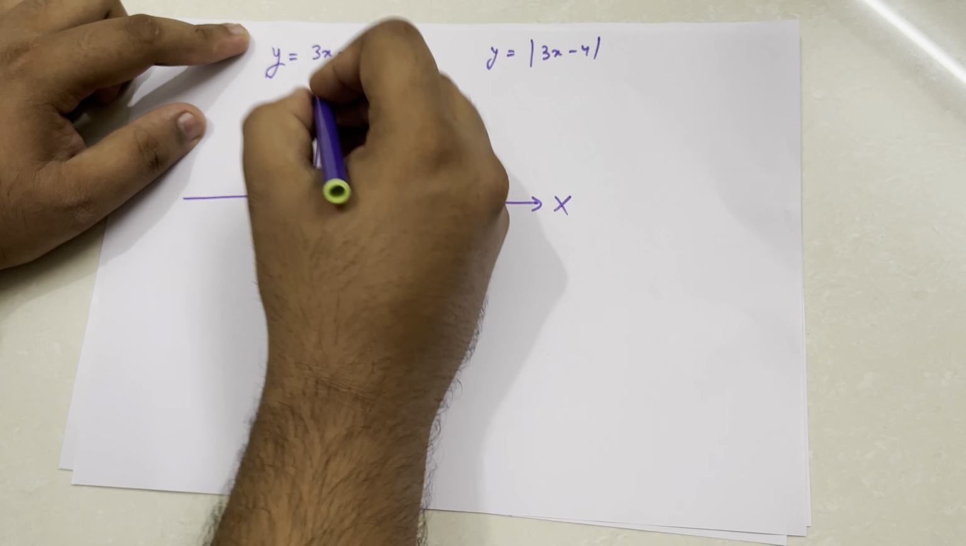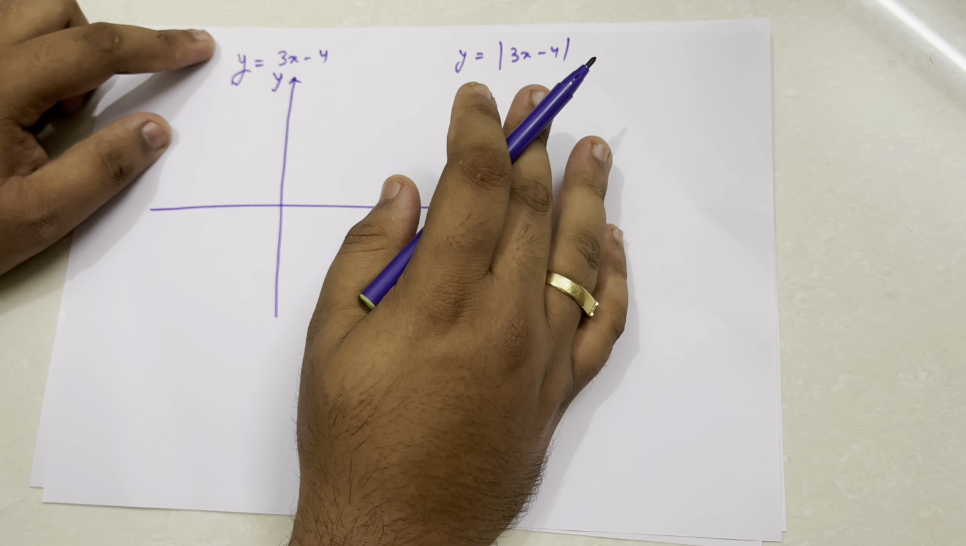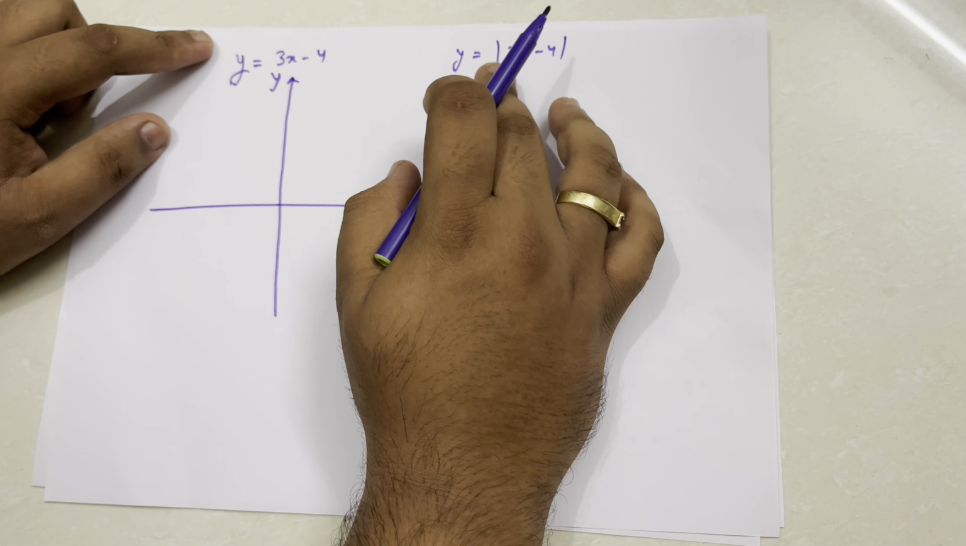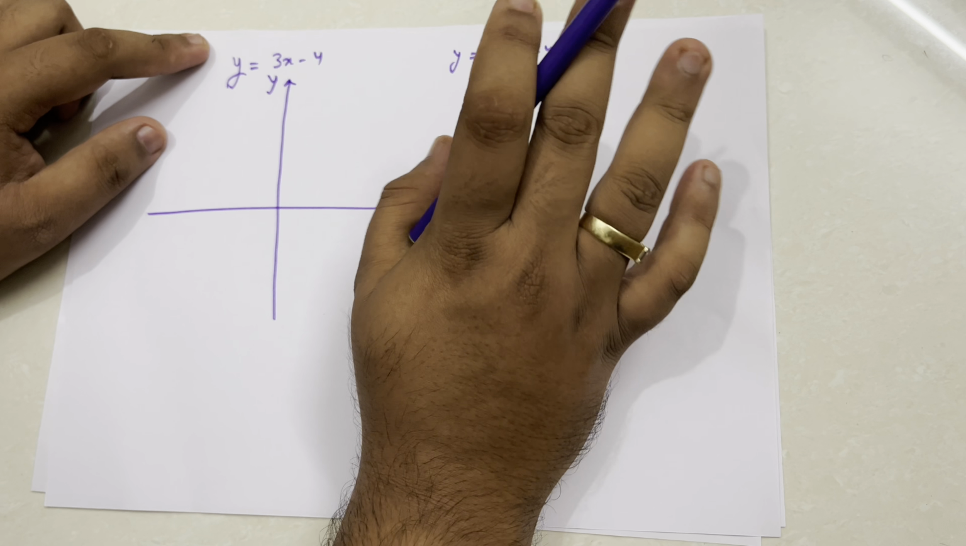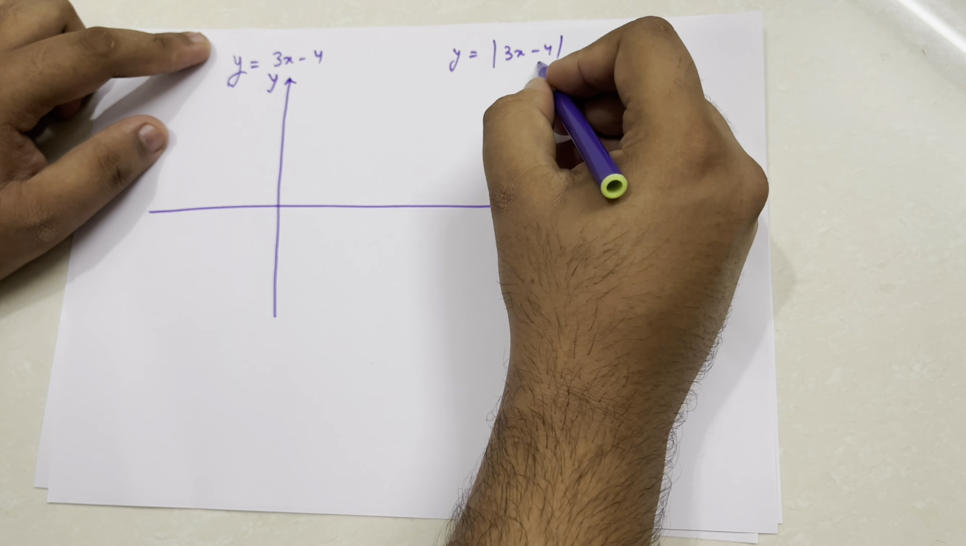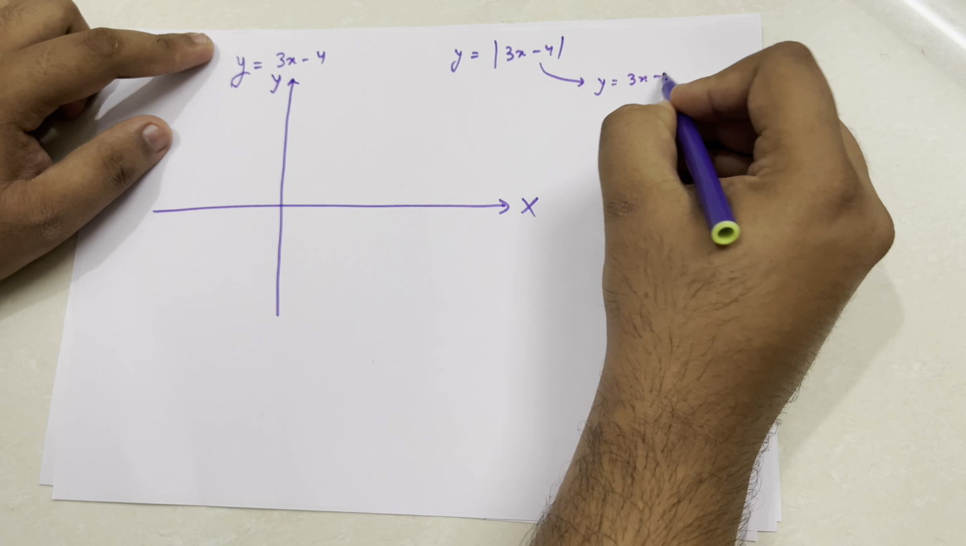This is the x axis. This is the y axis. So first, when you get this kind of question, you need to draw. Forget about mod. You don't need to do anything with this mod at first. Simply what you have to do, the first step for any function drawing, is to draw the graph of y is equal to 3x minus 4.